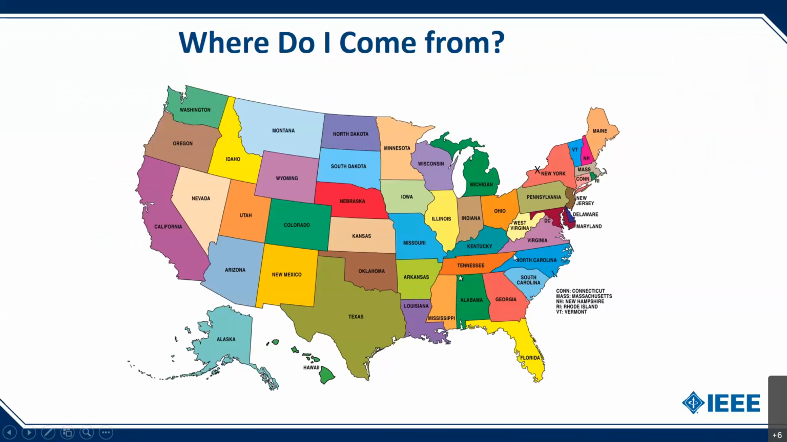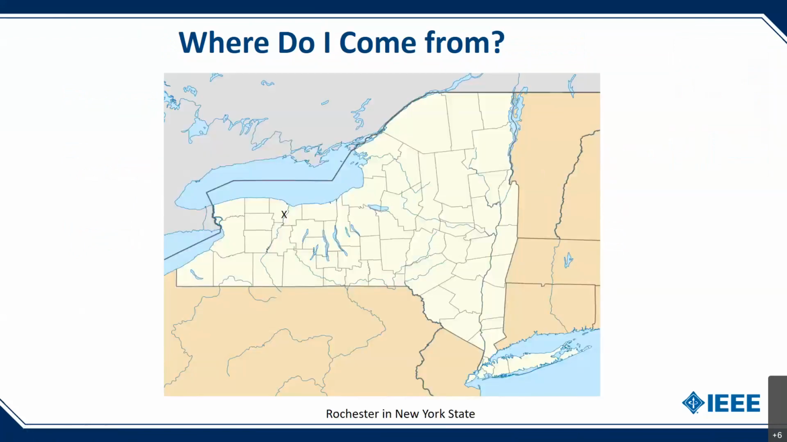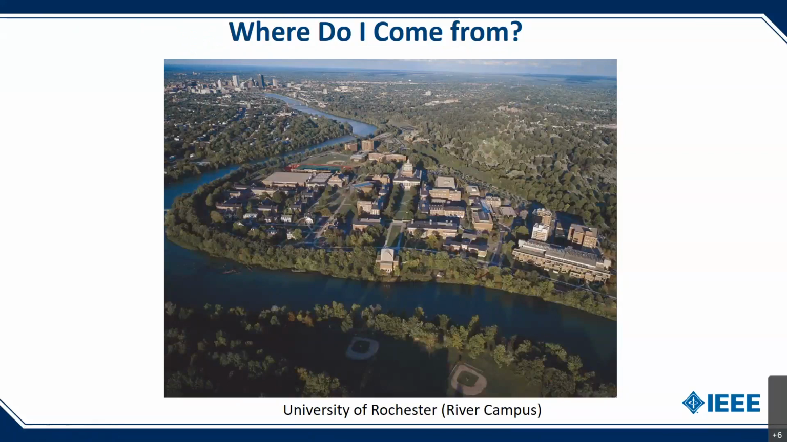So this is where I'm located. This is New York City over here. The X is marking the spot roughly where Rochester is located. Our campus is located on the banks of the River Genesee, which flows northward into Lake Ontario. Over here is Canada on the other side of the lake. And then this is our campus on a nice summer day, where you see the River Genesee flowing here. When I'm on campus, I'm normally in this building that you see over here.